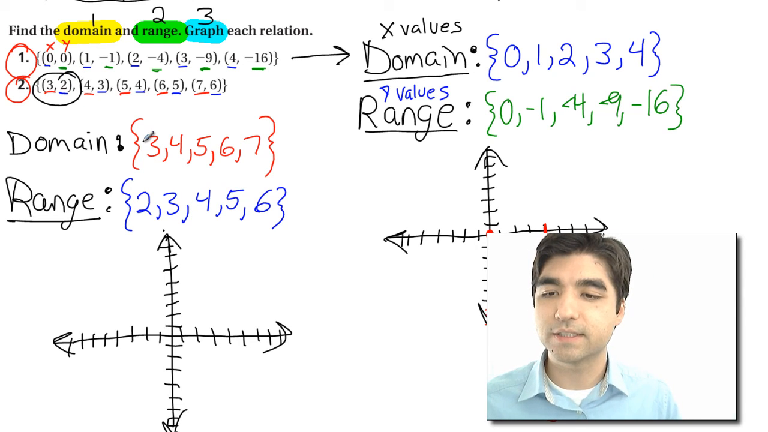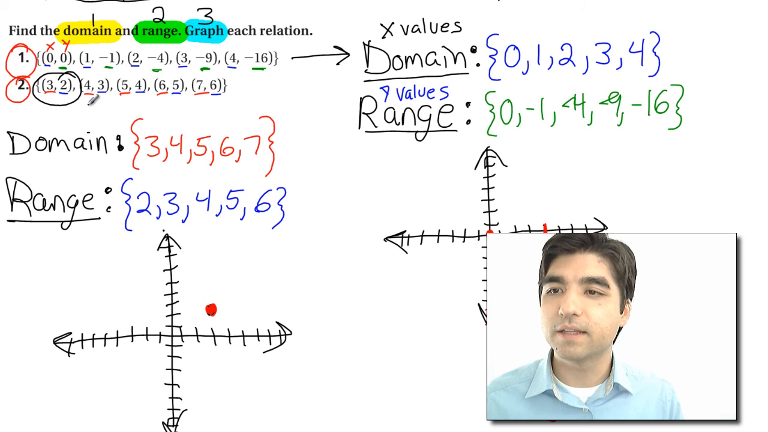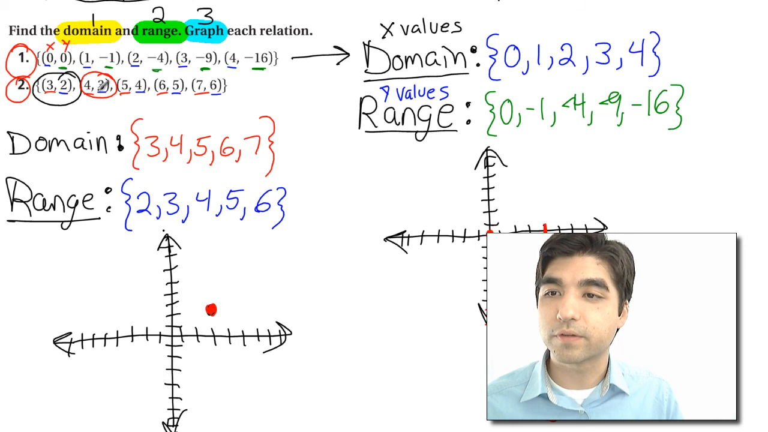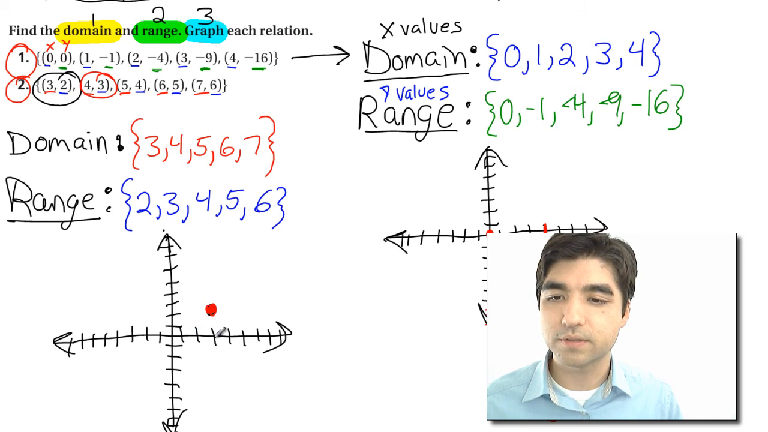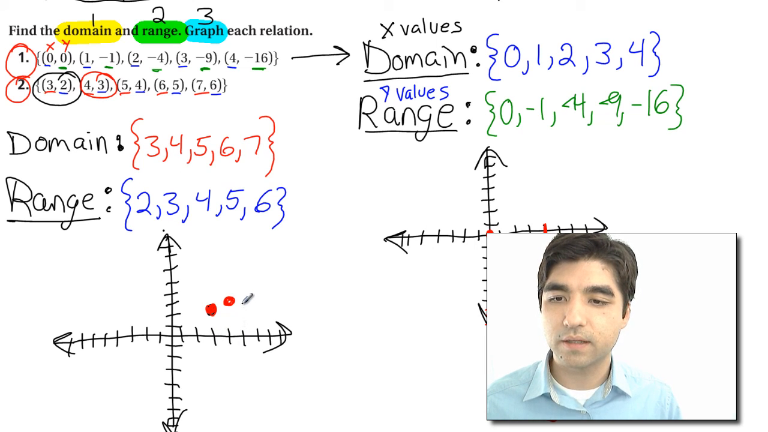So the first one is 3, 2. Over 3, up 2. And put a dot there. Maybe I'll use a nice red. Next point is 4, 3. So I'm going to go over 4, and up 3, 1, 2, 3. It's about there. Next one's 5, 4. 3, 4, 5. And this one's right there.